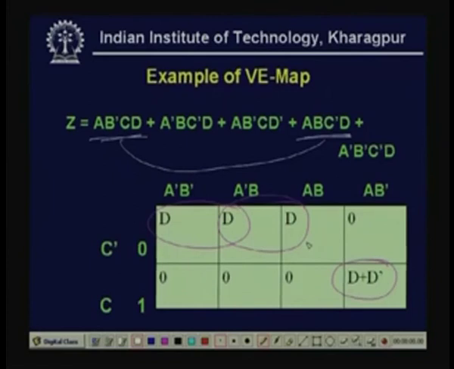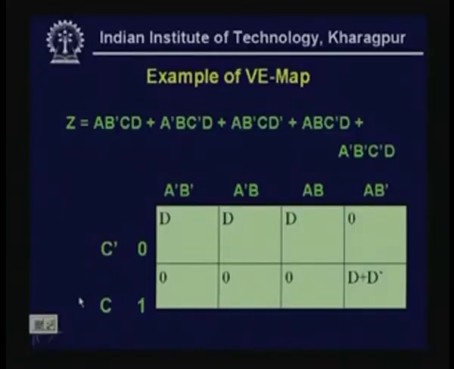So we can easily reduce this expression by again considering the couple. So what we have seen, by selecting the VMAP method, we can easily reduce n variables to n minus 1 variables, and recursively n minus 1 to n minus 2, and so it will be very easy for reducing expressions when a large number of variables are there.